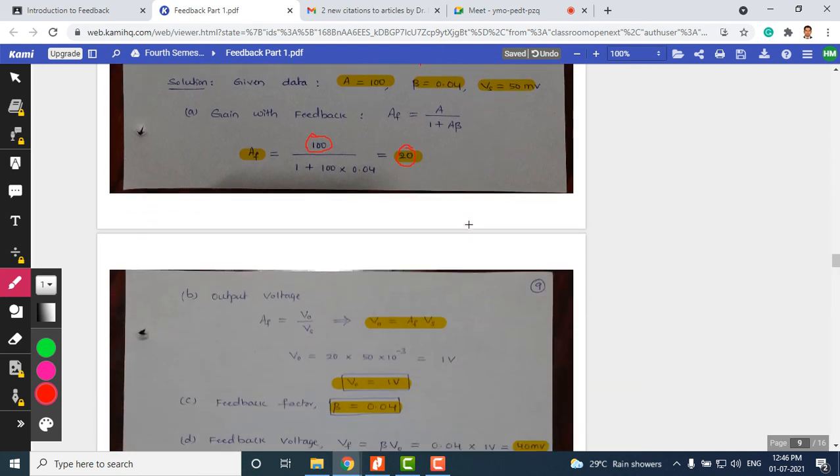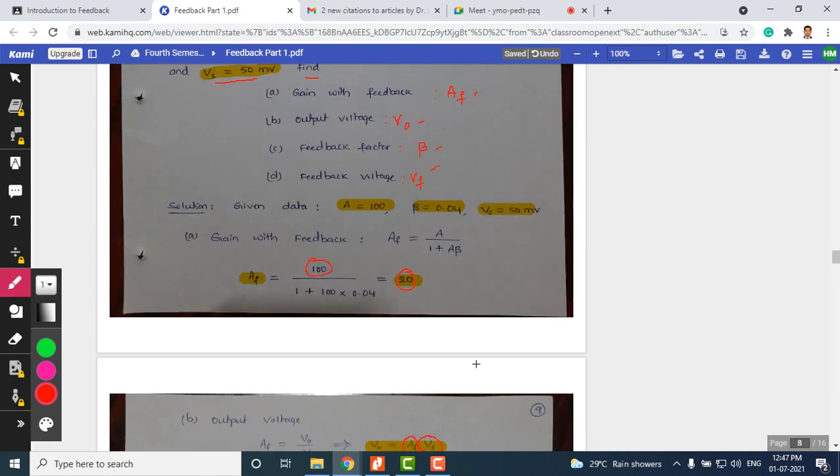The second part of the problem is the output voltage which you need to calculate. For that you can use the expression AF is equal to V naught by Vs. So, V naught is nothing but AF times Vs, you can cross multiply, and we know AF, the gain with feedback, and Vs, the source voltage, is also known. Just substitute here, and you will find the output voltage is 1 volt.